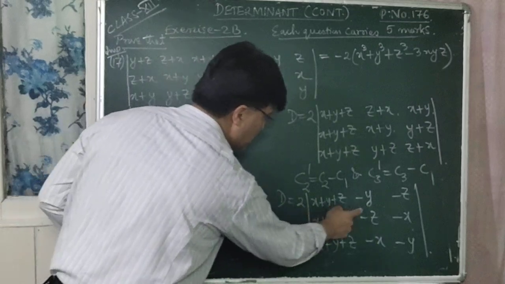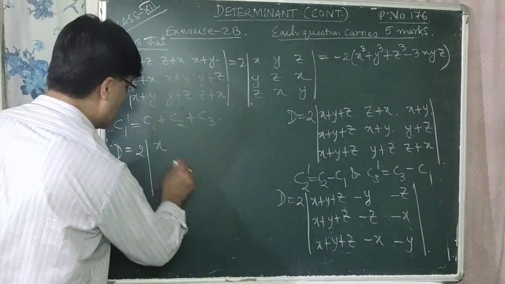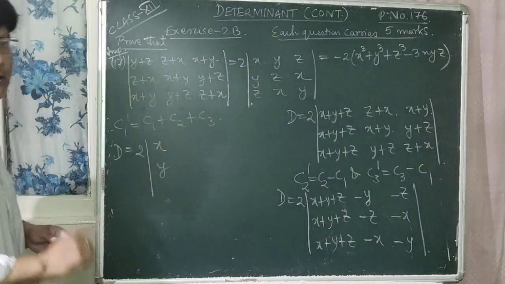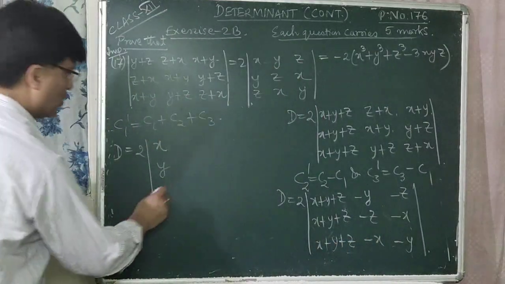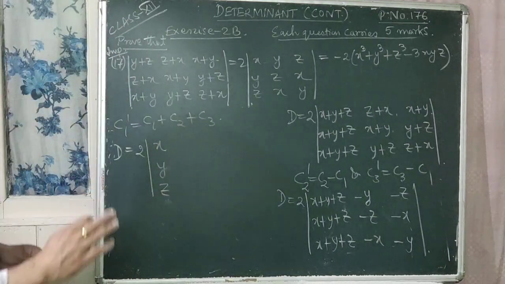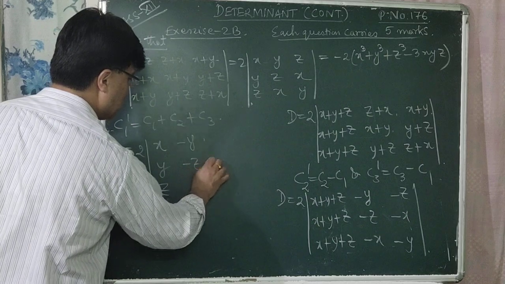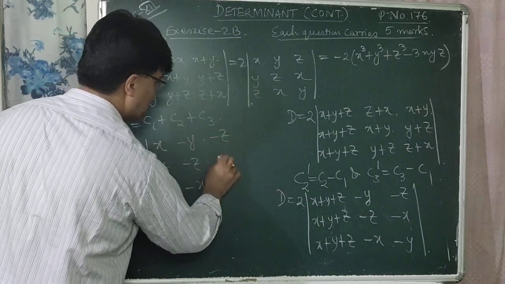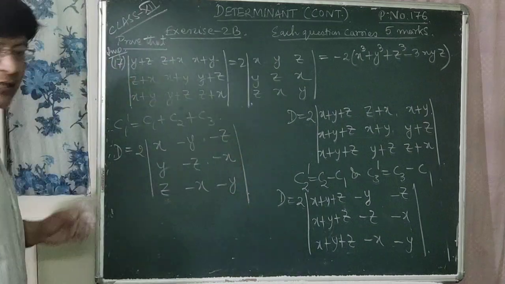Similarly, C1 plus C2 plus C3 in the second row. X and z will be cancelled. You will get only y. Similarly, third row. All the elements of the third row are added. You can cancel x and y. What do we get? Only z. So second column and the third column remain the same. So it is minus y, minus z, minus x, then minus z, minus x, and this is minus y. Is that clear now?